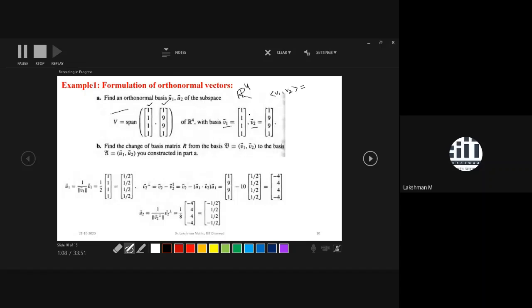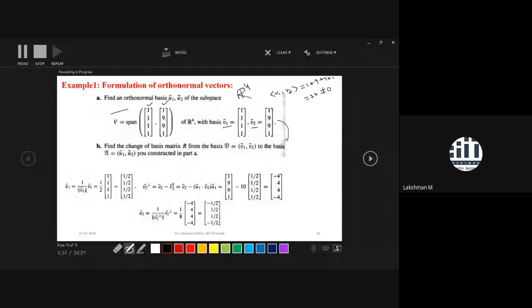First, find the inner product between V1 and V2. What is the inner product? 1 times 1, plus 1 times 9, plus 9, or 1 times 9 again plus 9, plus 1 times 1, that means 1. That means the total sum is 20. That is not equal to 0. So simply we can say that V1 and V2 are not perpendicular to each other. That guarantee comes directly from the inner product.